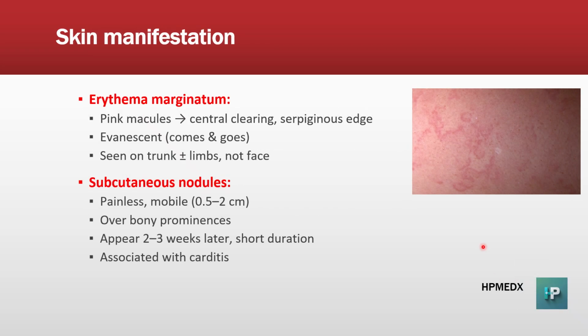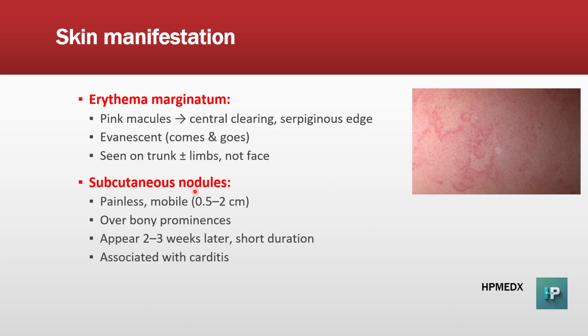And then skin manifestations. And here the skin manifestations are erythema marginatum. That is, there will be pink macules with central clearing. Here you can see the center is clear with serpiginous edges, and the main feature is it's evanescent. It comes and goes on its own, and it's common in the trunk and limbs and not in the face.